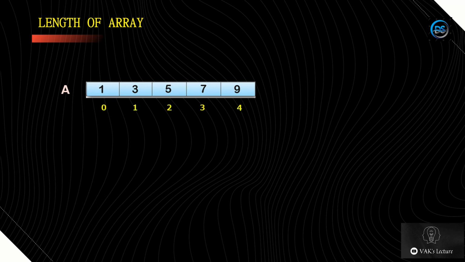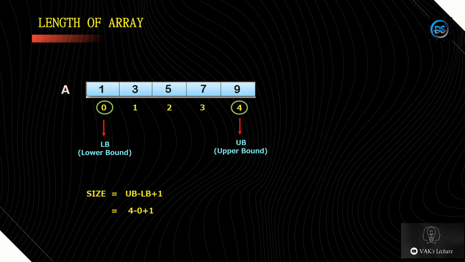Suppose we start from 0, then the lower bound will be 0 and the upper bound will be 4. So in the formula we put 4 minus 0 plus 1. So the size of array A will be 5. Here, don't get confused about whether to start from 1 or 0. You can take anything. I used a general array and explained it to you by starting from 1. So in our next video, we will discuss different types of arrays.